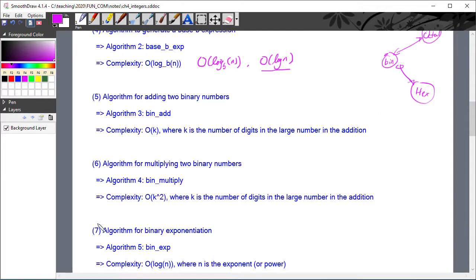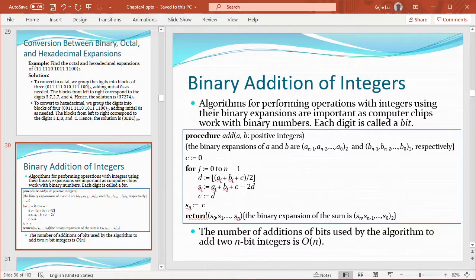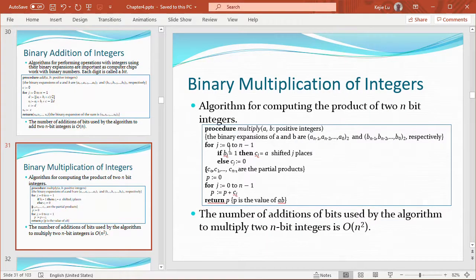All right, the next algorithm in this section is multiplication, right? Binary multiplication. You can find the pseudocode of the algorithm on page 31.